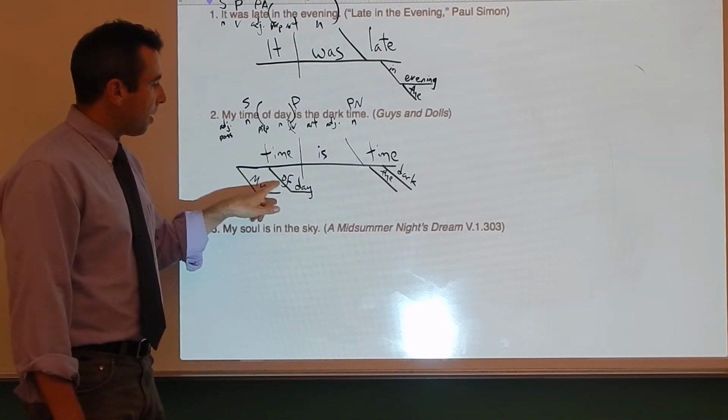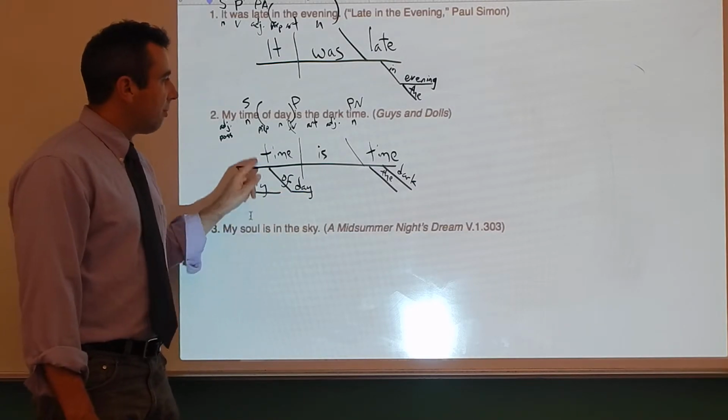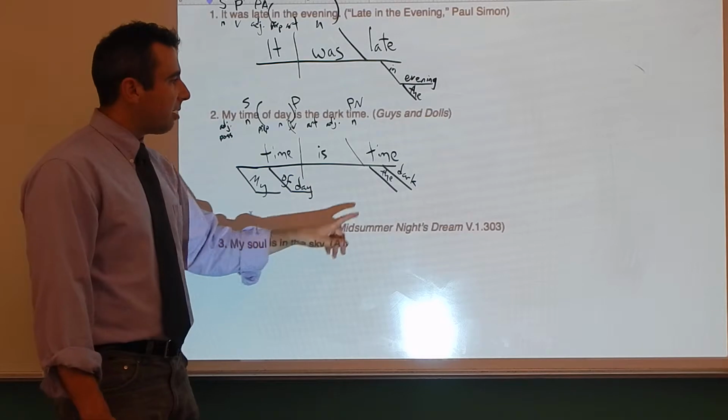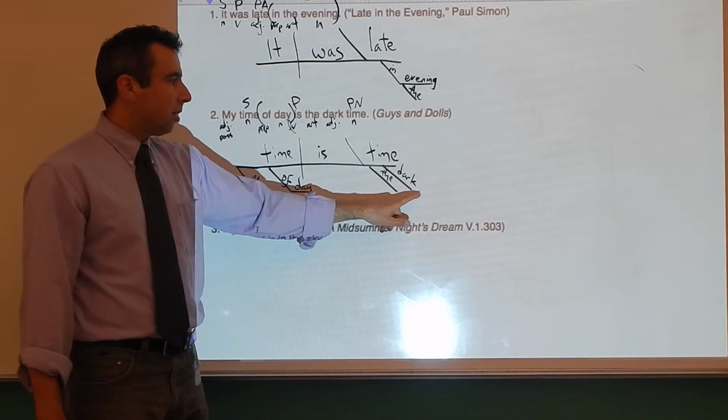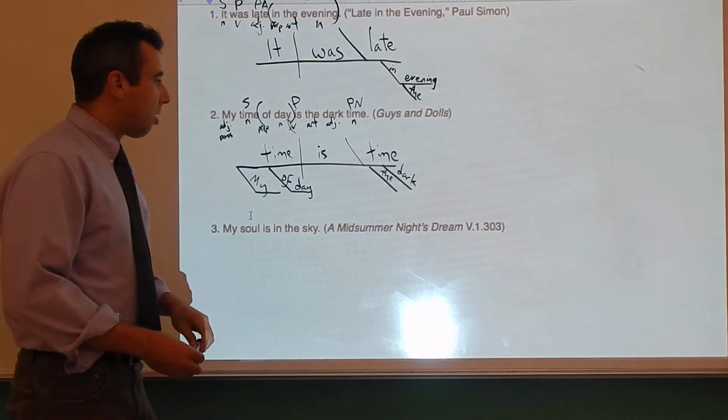So of day, preposition in the noun, diagonal line, horizontal line makes a lazy L. My time of day is what kind of time? The dark time. An article and an adjective describing the noun. That's the second sentence. All right.